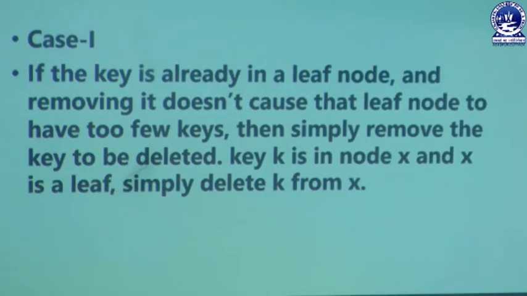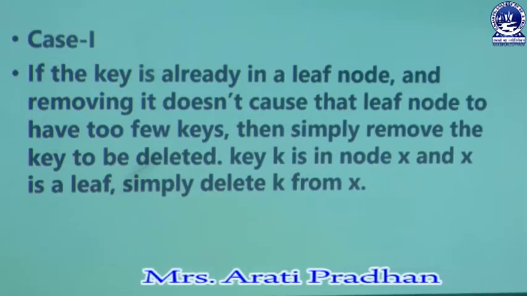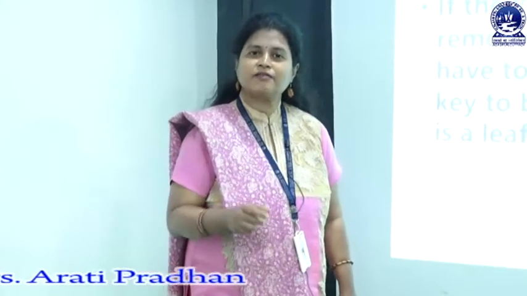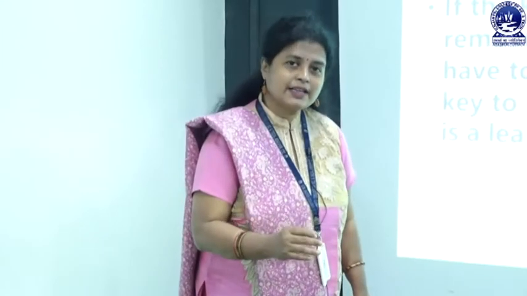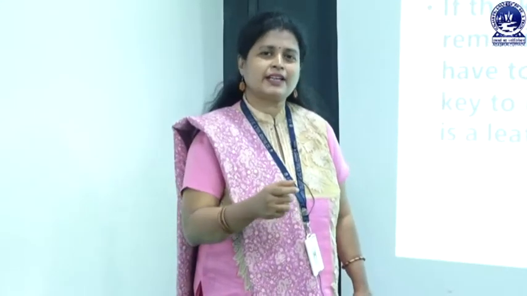The first case is if the key is already in a leaf node and removing it does not cause that leaf node to have too few keys, then simply remove the key to be deleted. Key k is in node x and x is a leaf, simply delete k from x. Now I am explaining the first case of deletion. In order to delete a particular key in a B tree, we need to take care of some rules.